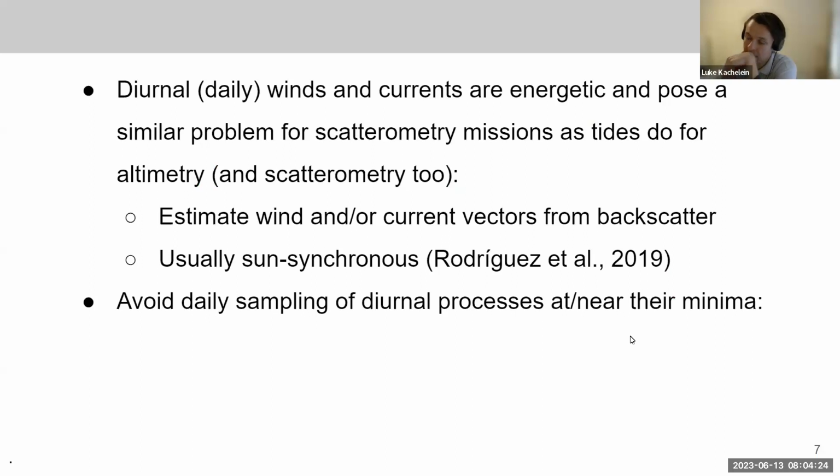So to lay out our problem as it ties back to the instruments I was just talking about: diurnal, daily winds and currents are energetic, and they pose a similar problem for scatterometry missions as tides do for altimetry. What I mean is that they are too fast to be resolved by a typical satellite observing this system. Scatterometry missions estimate wind and or current vectors from backscatter, but we all know this is a winds and currents webinar. They're usually sun synchronous, so they are actually capable of resolving the diurnal cycle, but not well.